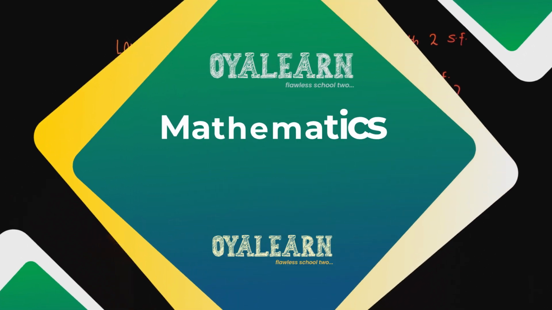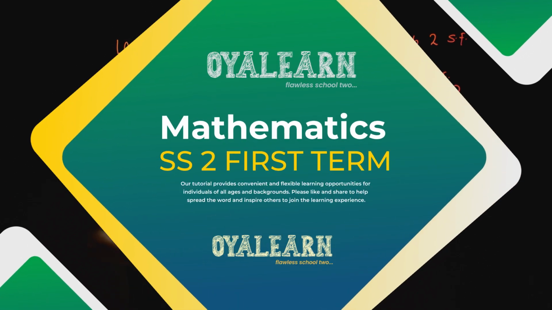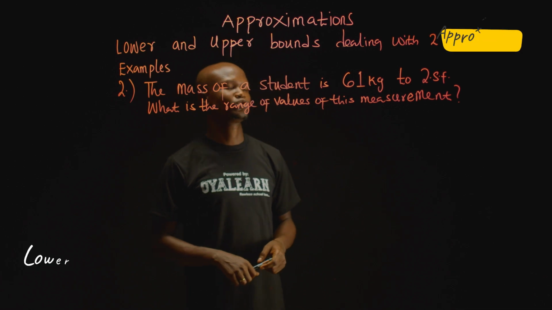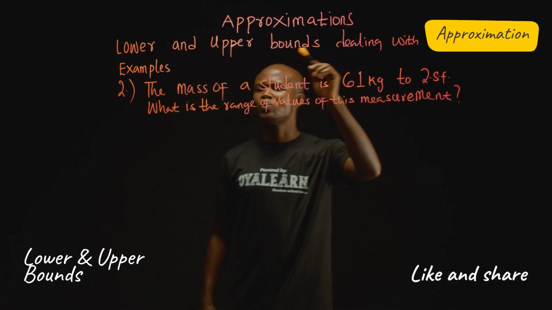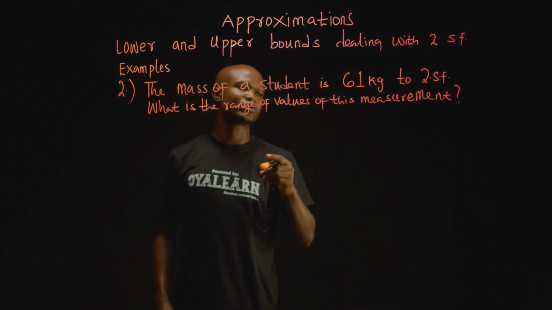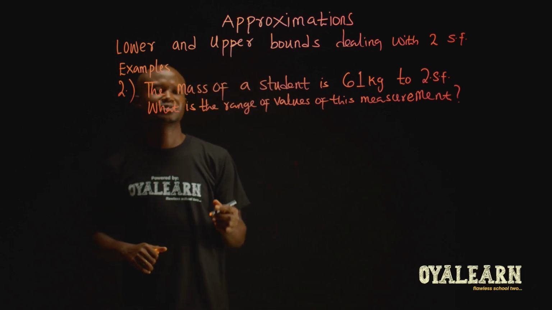The mass of a student is 61 kilograms to 2 SF. What is the range of values of this measurement? Solution.